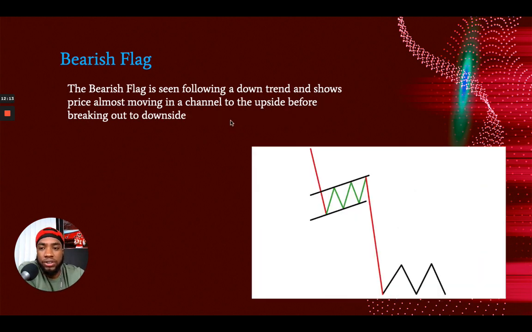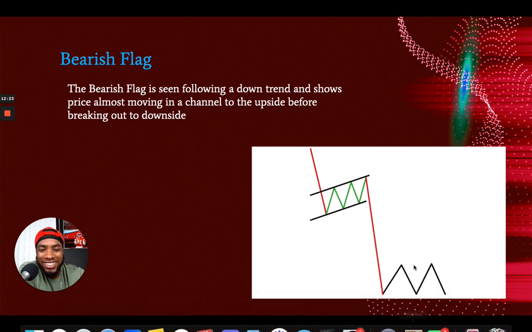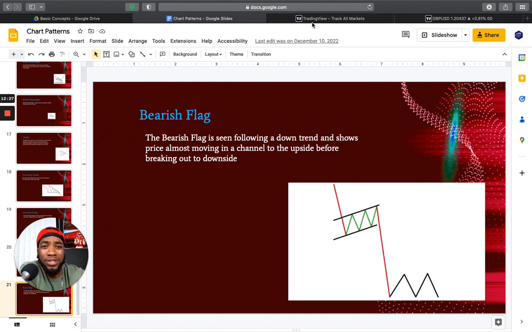Bearish flag, you'll see this after a downtrend, right? So you'll see price has been bearish. It'll stop, create a little wiggle, and then break back to the downside. I think that's it, which is good. Let's get into some real world examples.